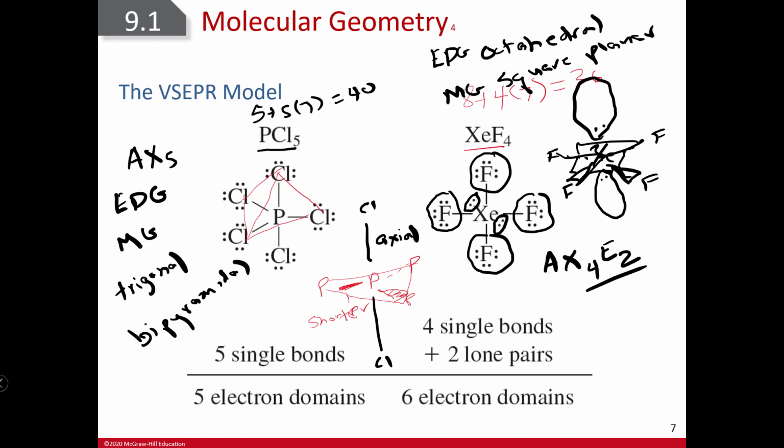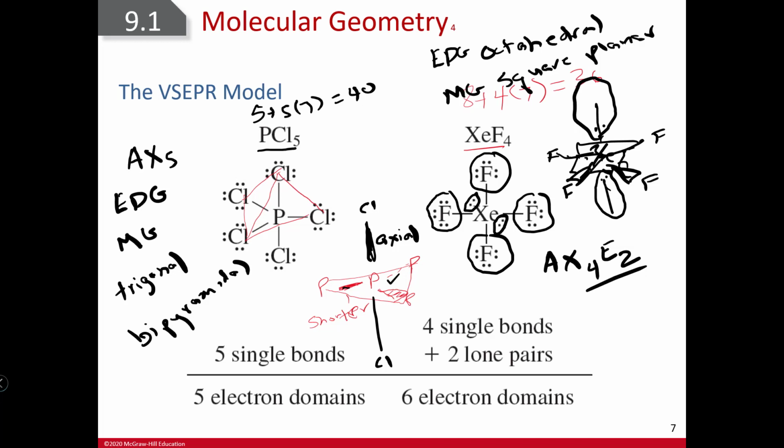Now, the thing about octahedral is the length of all the bonds are the same. So it's not like this one, the trigonal bipyramidal, where the axials are longer than the equatorial ones, the ones on the equator. In an octahedral electron domain, all bonds are the same length. So you can rotate this around. You can't really tell top from bottom or side to side.